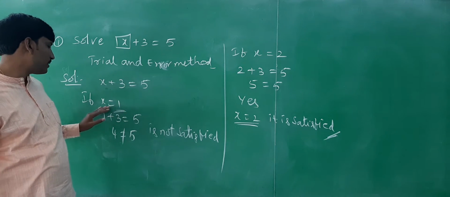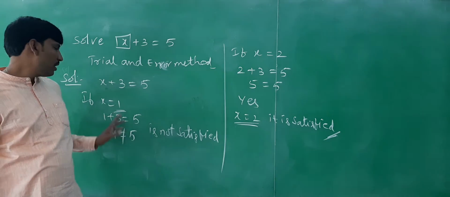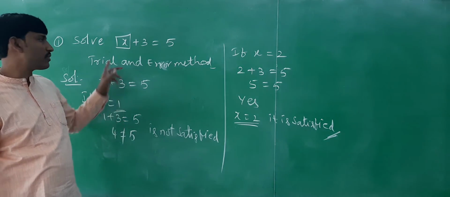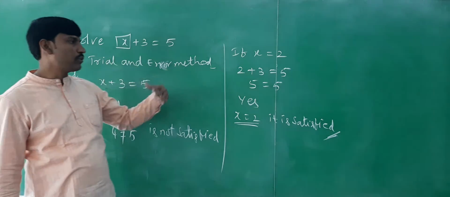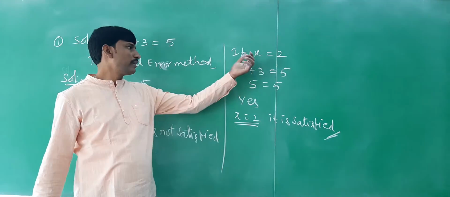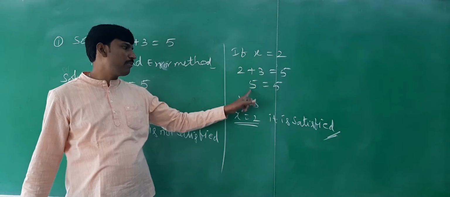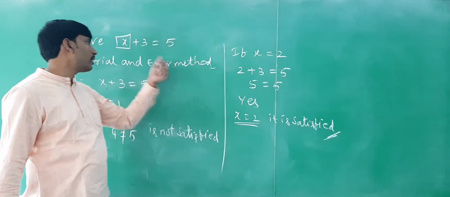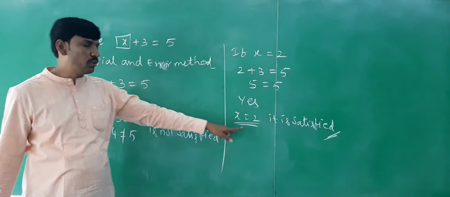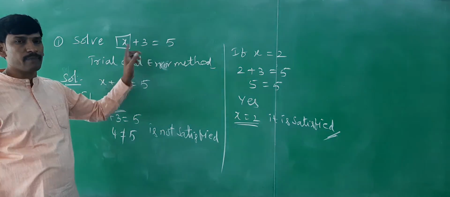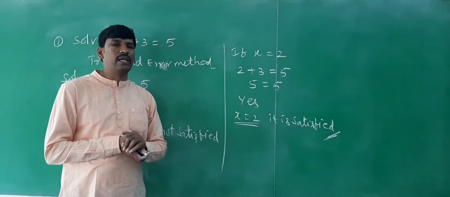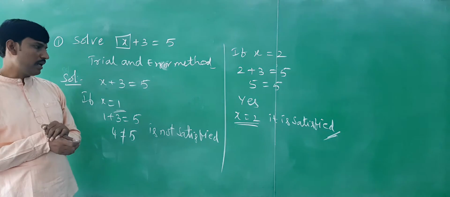So in this case, x equal to 1 does not satisfy the given equation. Then we can go for the next value, that is x equal to 2. If x equal to 2, it becomes satisfied. So therefore the value of the variable here is 2. 2 will satisfy the given equation. No other value will satisfy the given equation. Right, children?